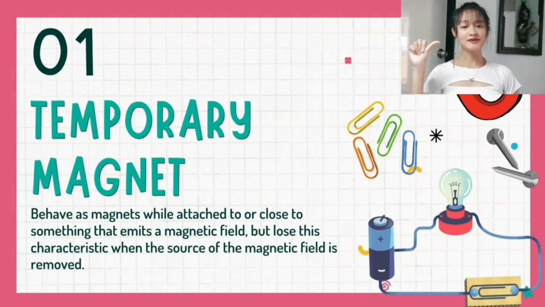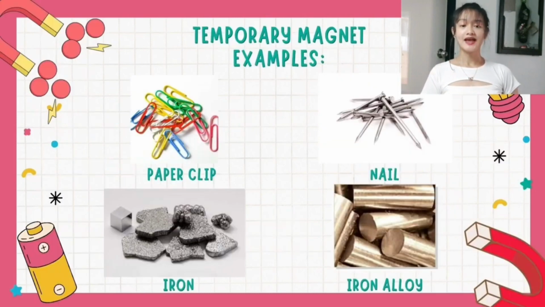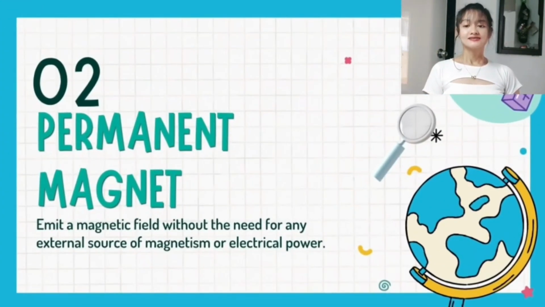Temporary magnets behave as a magnet while attached to or close to something that emits a magnetic field, but lose this characteristic when the source of the magnetic field is removed. Some examples of temporary magnets are paperclips, nails, iron, and iron alloys. The next one is permanent magnets.